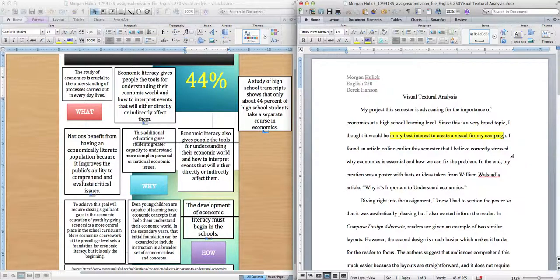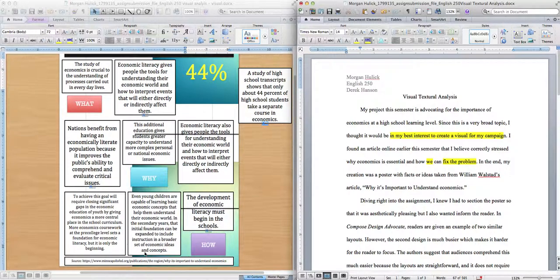I found an article online earlier this semester that I believe correctly addressed why economics is essential and how we can fix the problem. Now, what do you mean by we and what is fix the problem? So this is a little bit vague. In the end, my creation was a poster with facts or ideas taken from William Wallstead's article, Why It's Important to Understand Economics. Okay, and that is from the citation at the bottom.